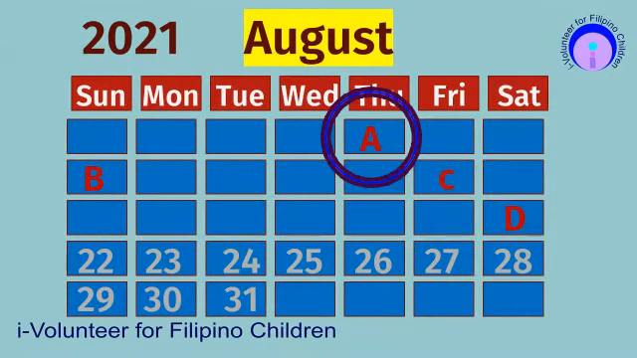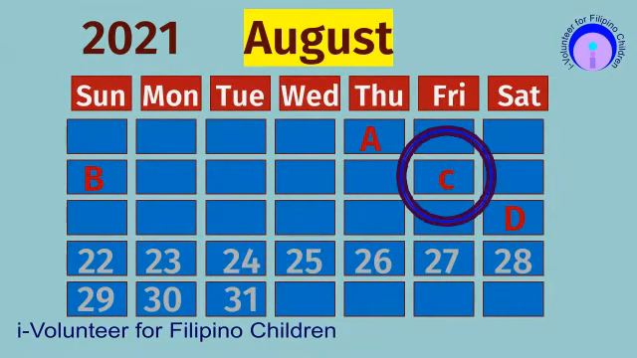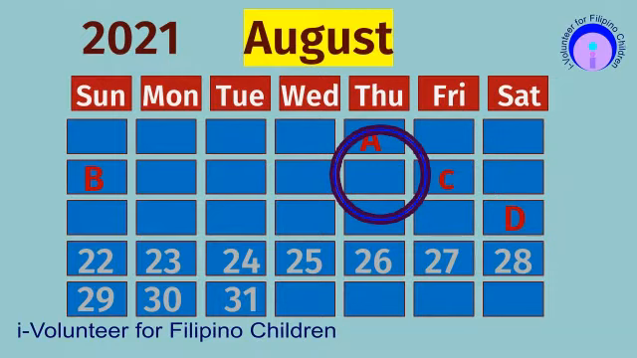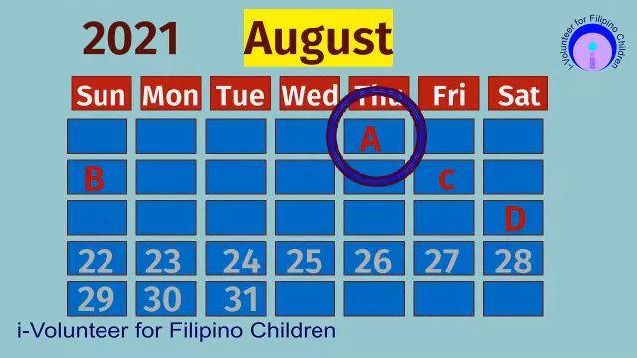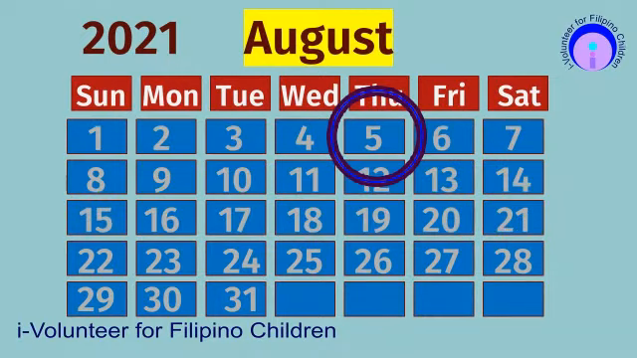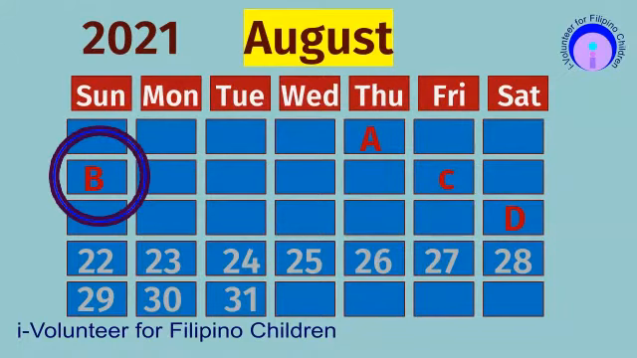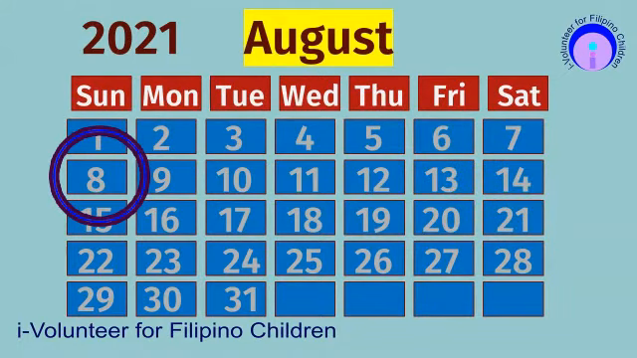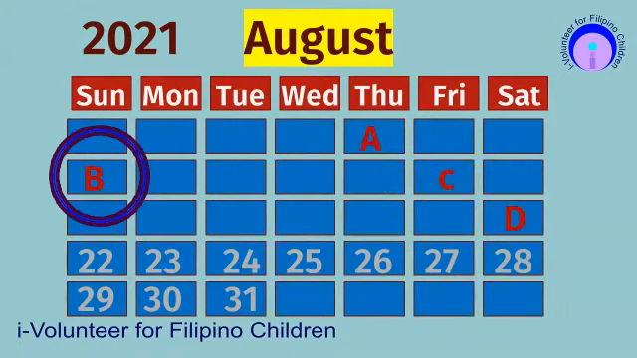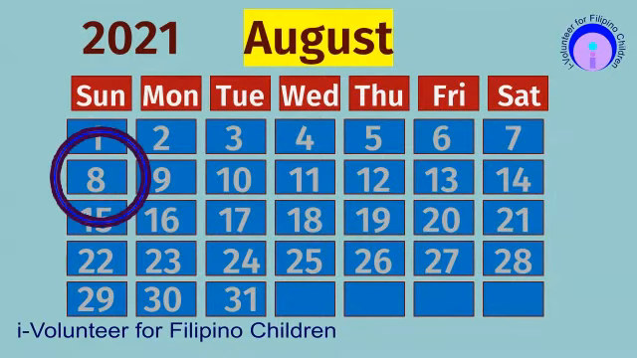Now, let's find the specific date of letter A. From letter C, we'll be moving backward 1 day. 13 minus 1 is 12. 12 minus 7 is 5. Letter A represents August 5, while letter B stands for 3 days after. So, August 8 is for letter B.